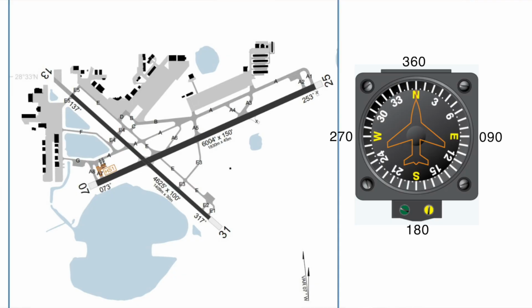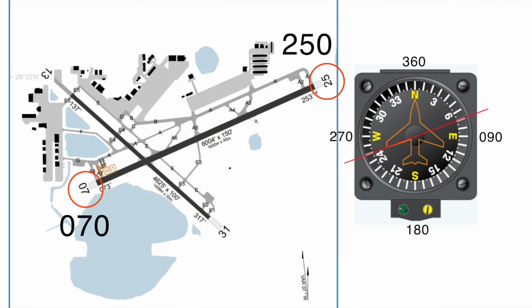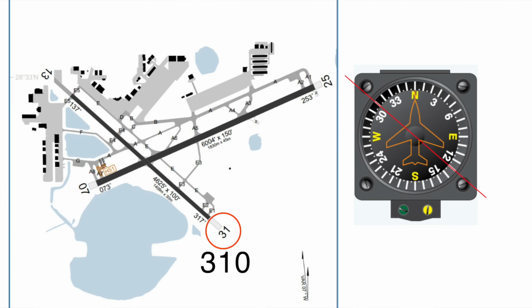Now when it comes to runway numbers, these are pointed in the direction of the cardinal direction. So 07 and 25, put a 0 on the end of that. So it's 070 and 250. 270 would be west, so runway 25 is basically to the west. 31 is 310 and 13 is 130. So the next time you land on a runway and it's 36, it's really 360, and that means the runway is pointed to the north.